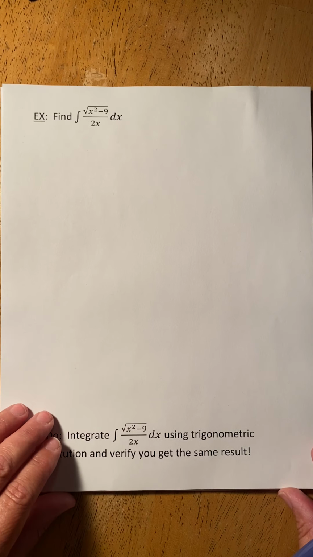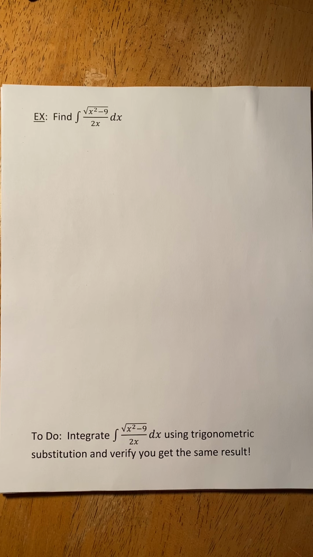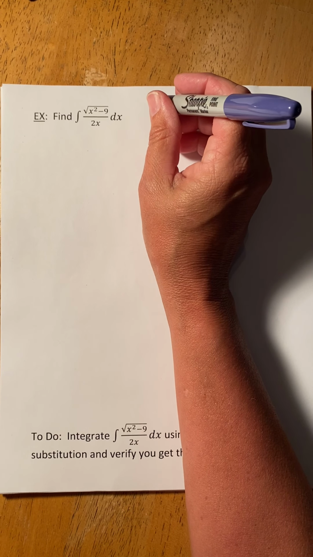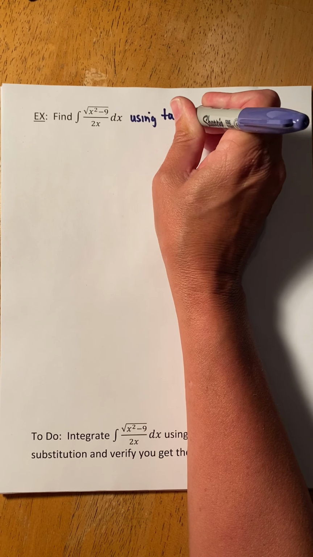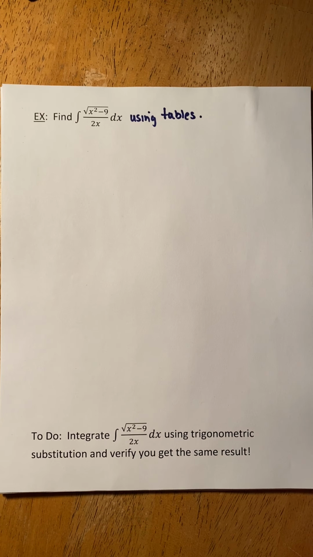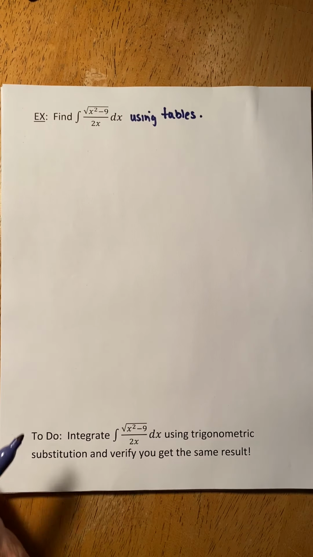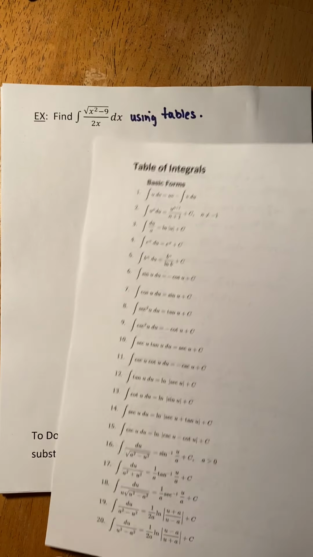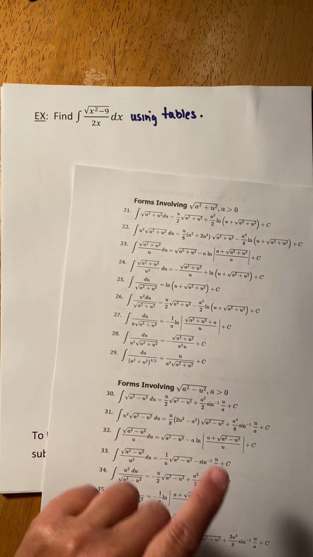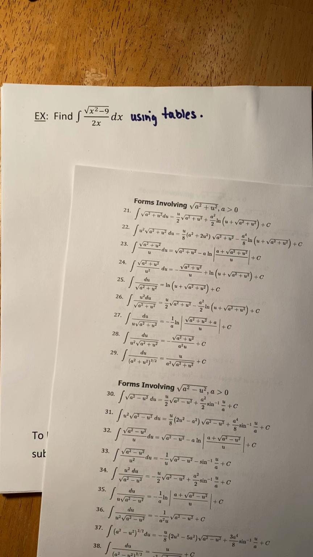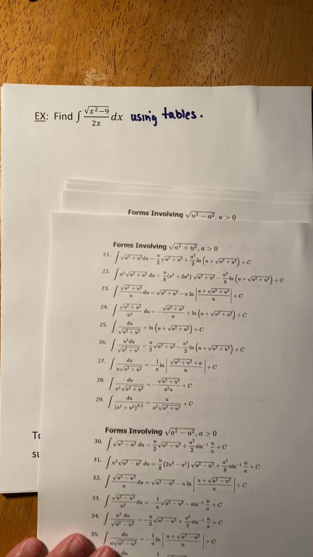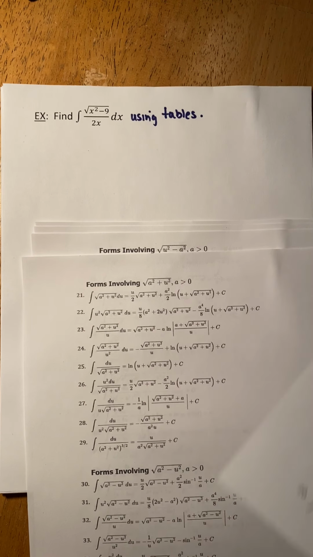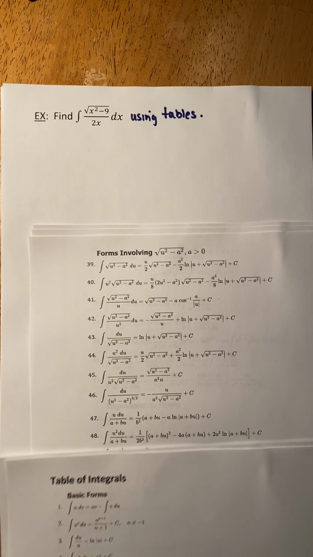Find the integral of the square root of x squared minus 9 all over 2x using tables. All right, so using tables, we're going to scan through our tables of integrals, and it's not a bad idea. They're sort of broken down into groups. We have forms involving a constant squared plus u squared. U is assumed to be the variable in most tables. We have a constant squared minus the variable squared. Well, here we have the variable squared minus a constant. That brings us to the next section.